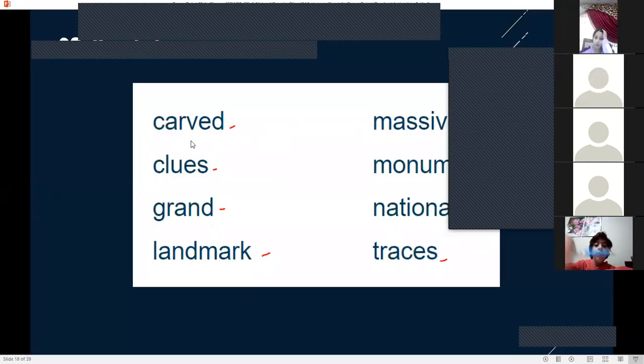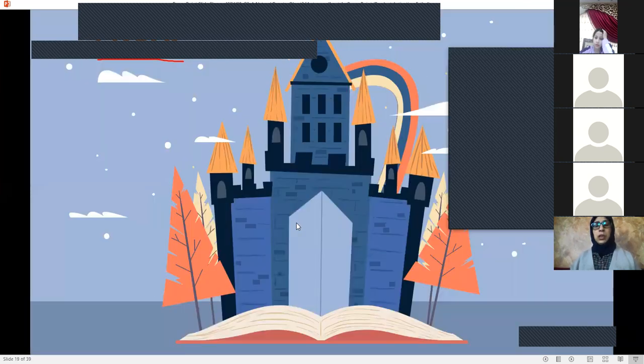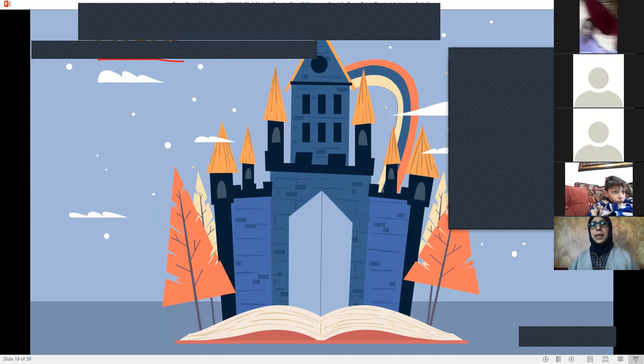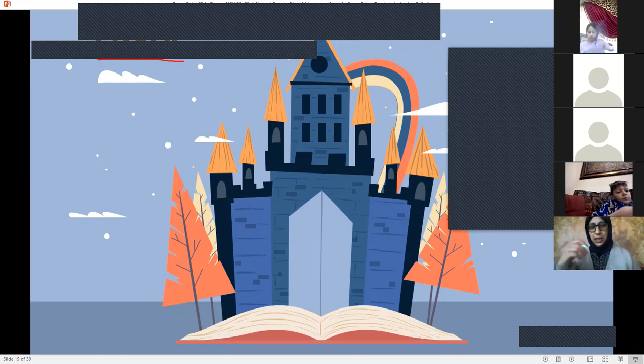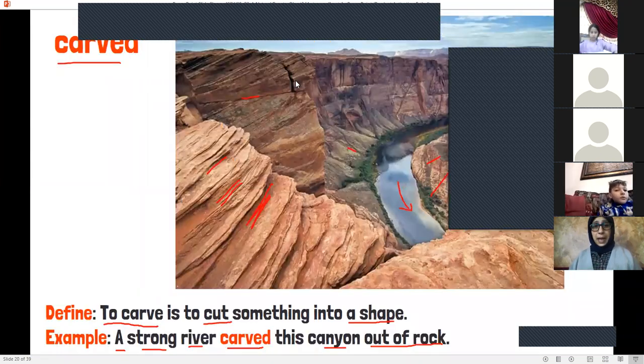This is our lecture. We have these words: carved, pay attention, clues, grand, landmark, massive, monument, national, traces. You can now close the books because I don't think we can use them for now, okay? This is another example of a landmark. This is a castle. You can take notes, because I'm going to ask you about these landmarks. A castle can be a landmark.